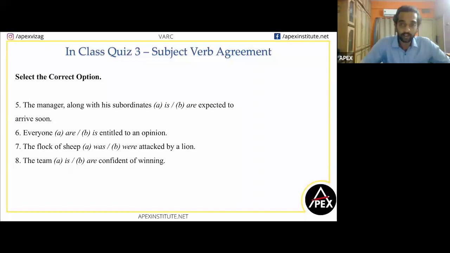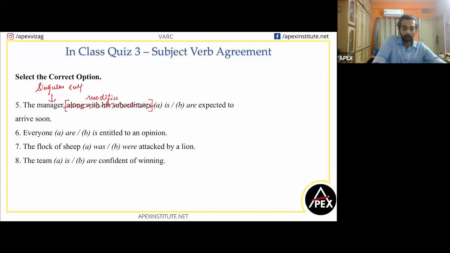As we were discussing, the first one will be the manager along with his subordinate. This part is clearly a modifier. If we just remove this part, the primary subject is manager, which is a singular subject. So the answer will be is. Next one, everyone. Obviously again is, because this is an indefinite pronoun. What about here? The flock of sheep. Flock is a collection of sheep.